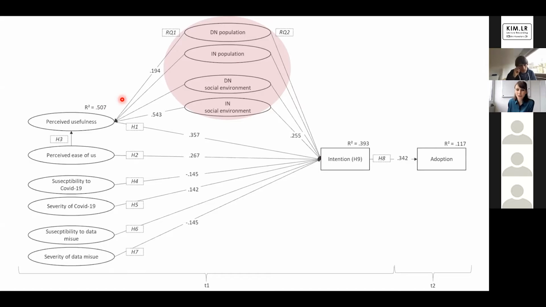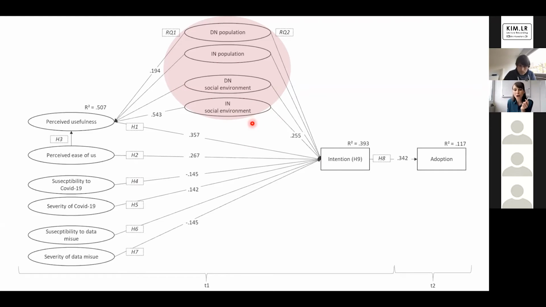What we can also see is that the injunctive norm of the social environment has a two-sided impact. First, on the perceived usefulness, but also directly on the intention to use the app. So the social environment is actually the group of people that people identify with and that they trust. So the trust component might be the central reason for the social environment's injunctive norms to influence the usefulness perception. So individuals might think that if the members of their own social circle are in favor of the use of the app, the tracing app must be an effective measure.